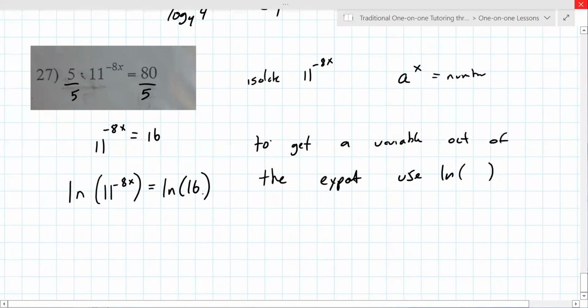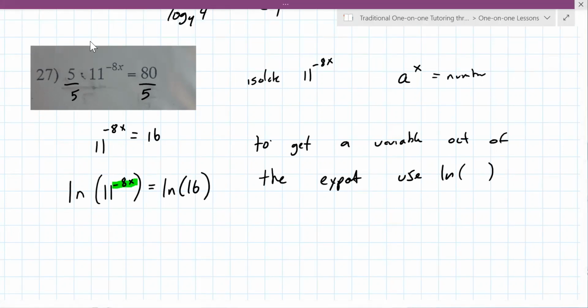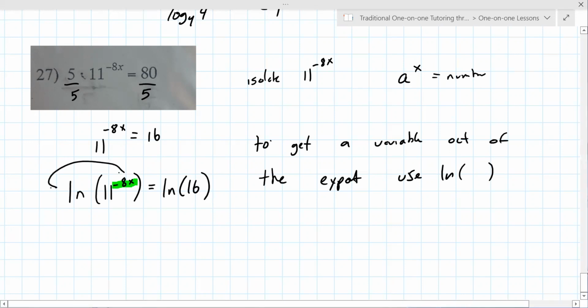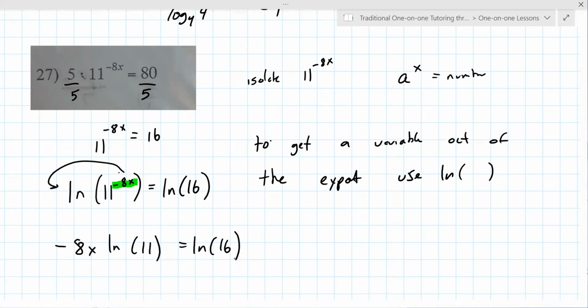So with the natural logarithm, it has the same properties as the log base b that we were using in the previous problems, meaning that this exponent right here, minus 8x, can come out in front. So we bring that out in front. So it's minus 8x natural log of 11 equals natural log of 16. Is that okay? Clear?